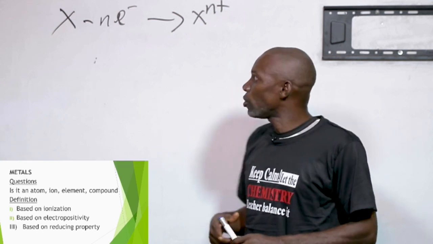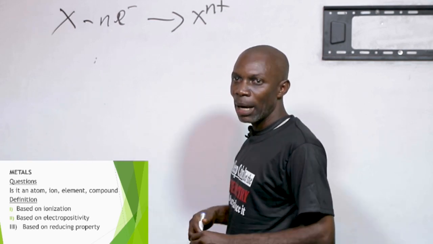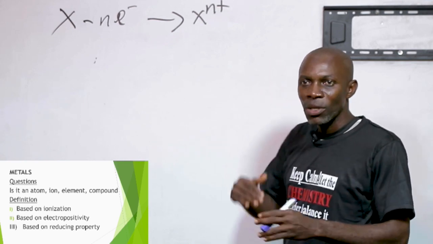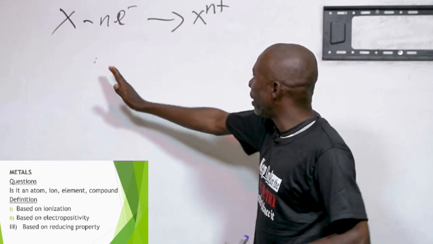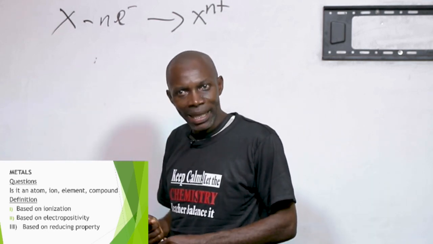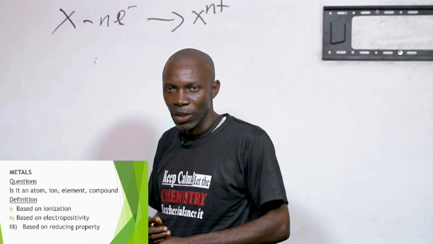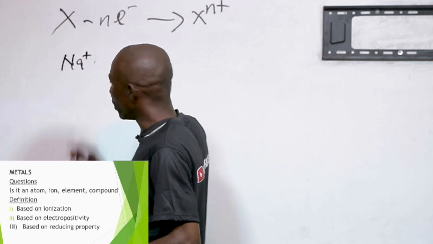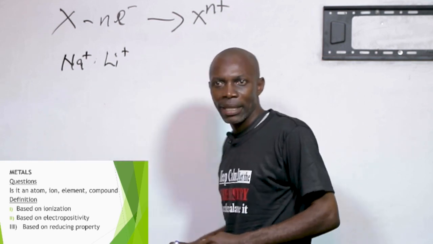So we have seen the definition of a metal based on ionization. We can also see the definition of a metal based on electropositivity. When you are talking about electropositivity, you are trying to look at ions that form positive ions. And based on that, a metal is an element that forms positive ions, which means that a metal is highly electropositive. You can look at some examples: the sodium ion is Na+, which means it is a metal. Lithium ion is Li+, it is a metal.